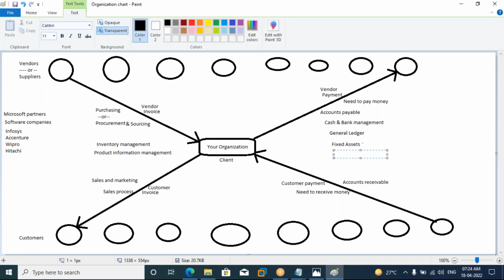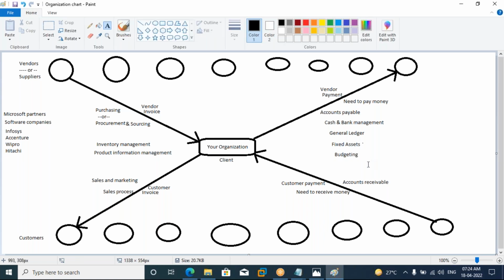Next, budgeting. Budgeting means how much amount I'm receiving and how much amount I need to spend as expenditure. I need to plan. Suppose my income is 10 lakhs and my expenditure is 20 lakhs, then my company is in great trouble. I need to plan my expenditure using this budgeting.